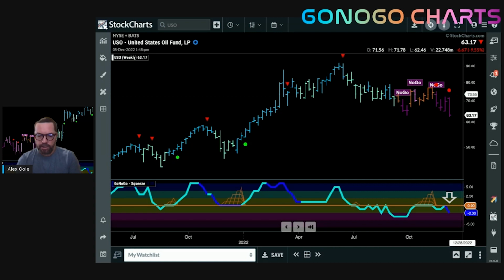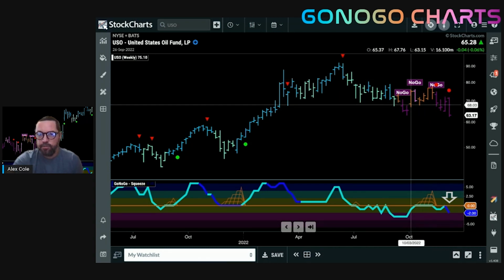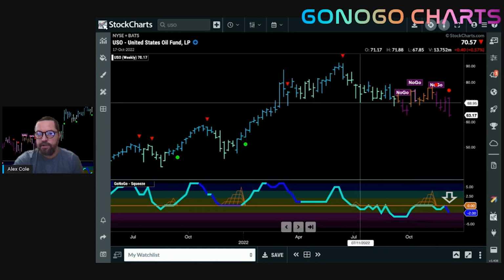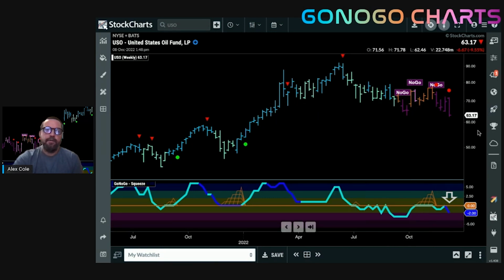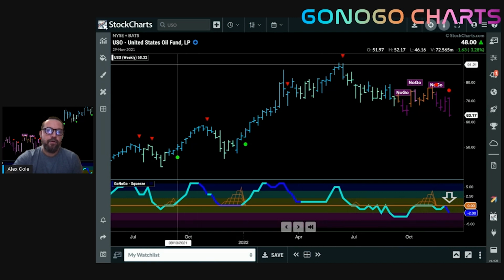We're in no-go colors. The oscillator's been rejected by the zero line again. We're moving below the support here, this horizontal support. So not a good sign for oil.